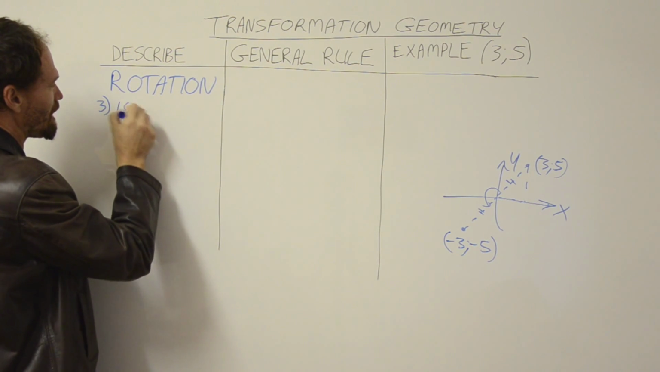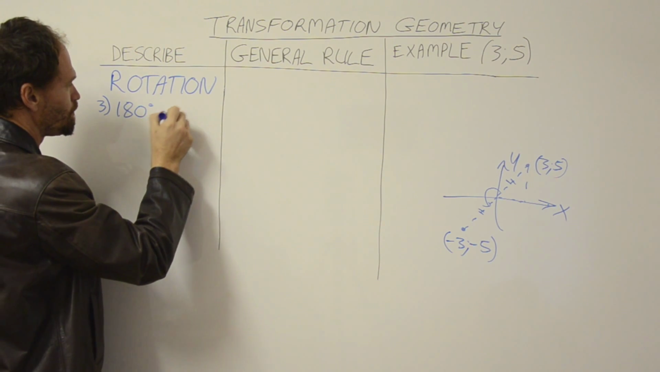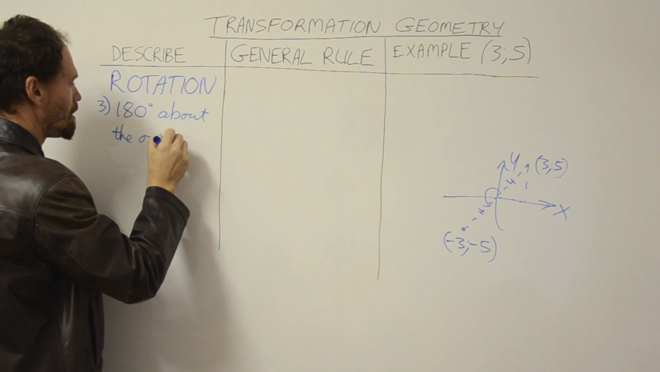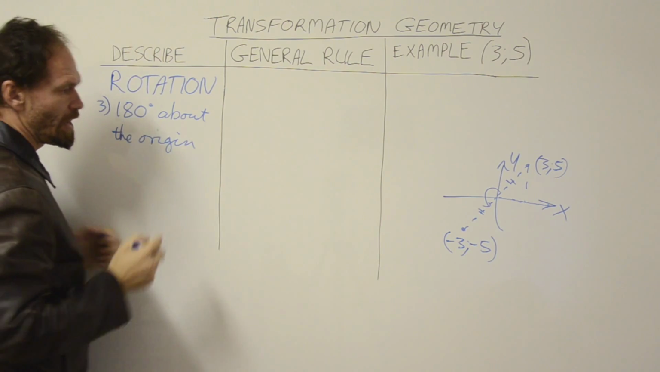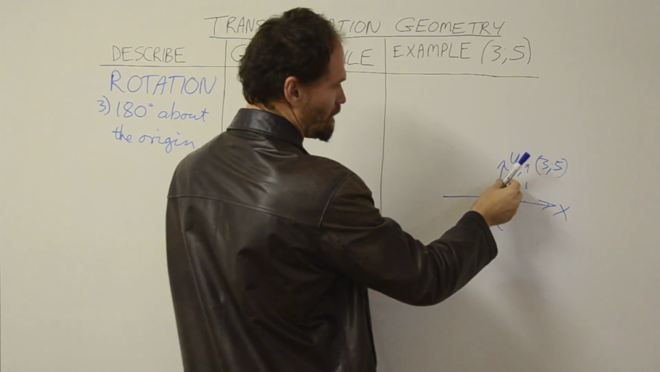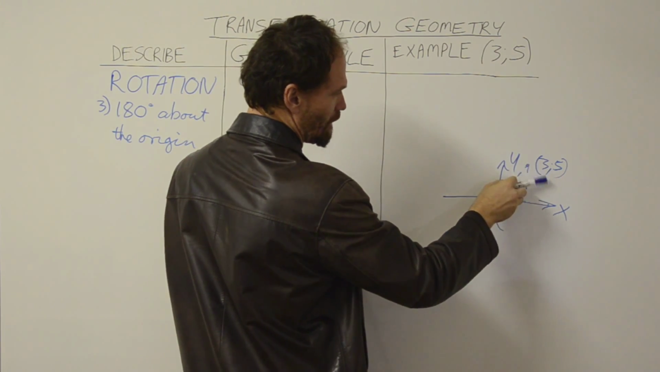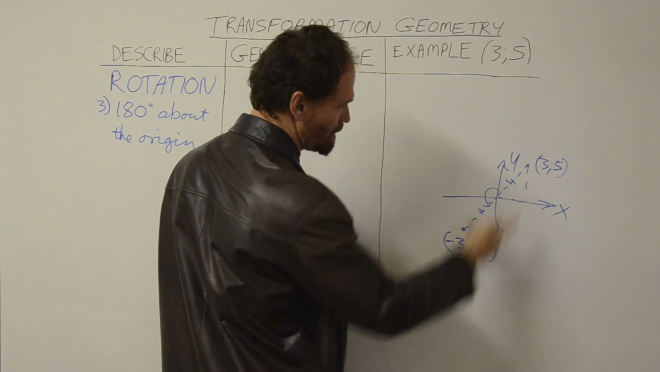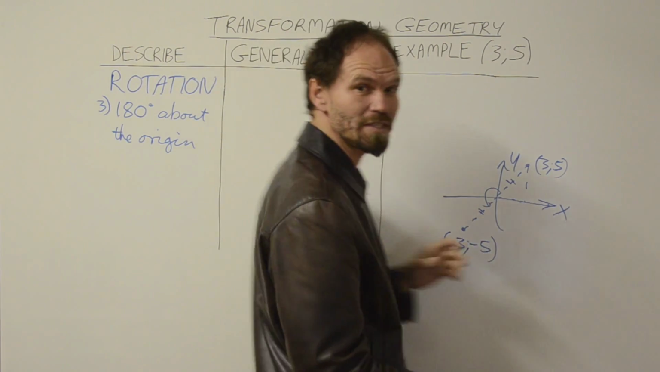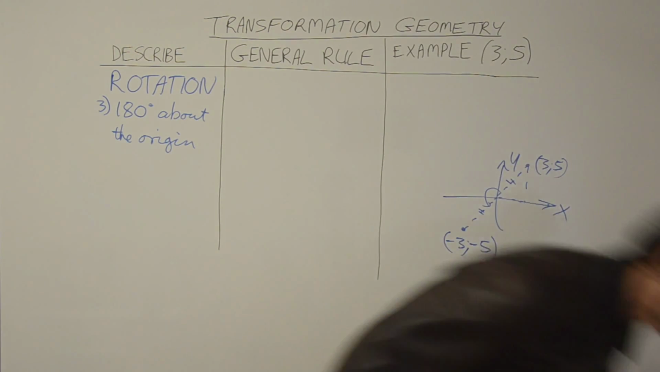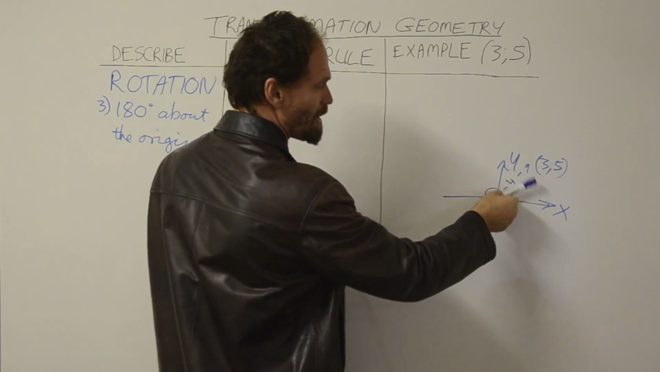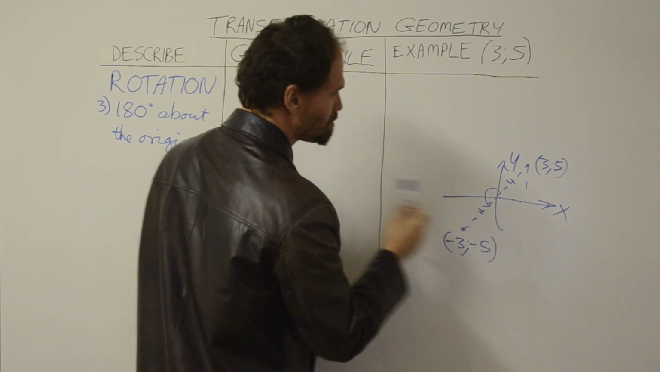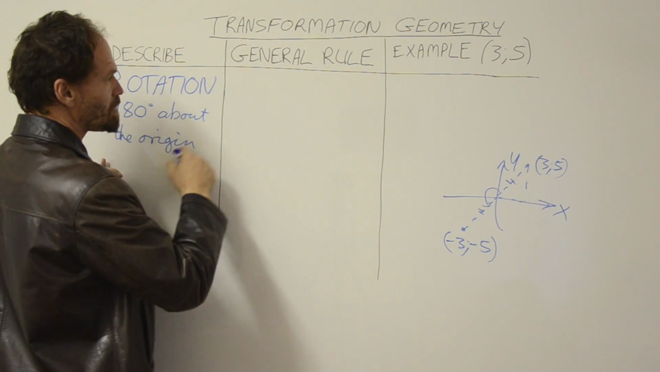Right? That helps me to do the following. I can say rotation of 180 degrees about the origin, and also remember that if I go clockwise or I go anti-clockwise, I will end up at the same place. 180 degrees doesn't matter which direction. You don't have to say whether you're going clockwise or anti-clockwise. You will end up at the same spot. So, 180 degrees about the origin.